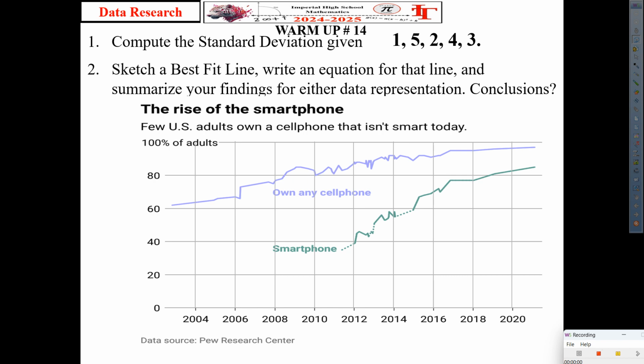Number 2 says sketch a best fit line, write an equation for the line, and summarize the findings for either data representation. What are your conclusions? So there are 2 data representations: adults that own any cell phone, and adults that own a smartphone. Pick either one, sketch your best fit line, and get an equation.